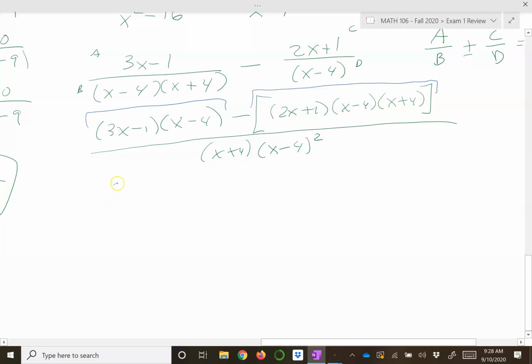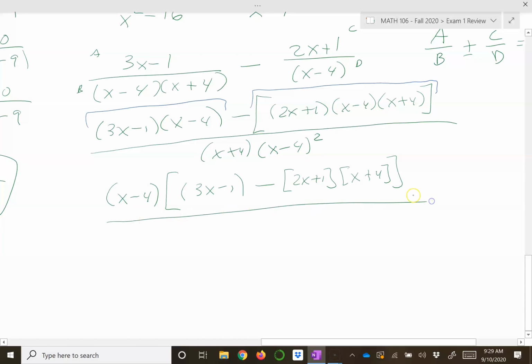So what I'm going to do is factor out an x minus 4. Okay, and then just like we've been doing when we find a GCF, because that's what it is in this case, put what's left. So we're left with 3x minus 1 from that first term. And then I'm going to subtract. Now we have two terms here. So 2x plus 1 and an x plus 4. All over x plus 4, x minus 4 squared.